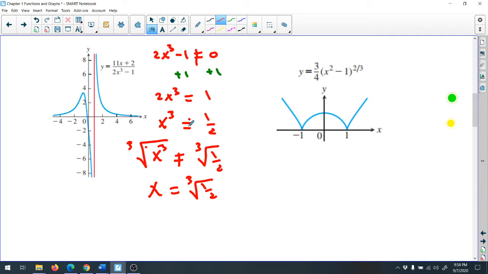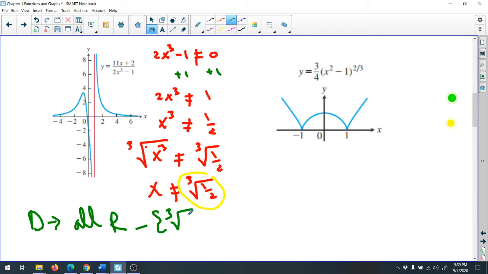Doesn't equal. Remember that. x shouldn't equal the cube root of 1 over 2. So the domain is all real numbers that could exist except this number, the cube root of a half. So you could say that the domain is all real numbers except the cube root of a half.